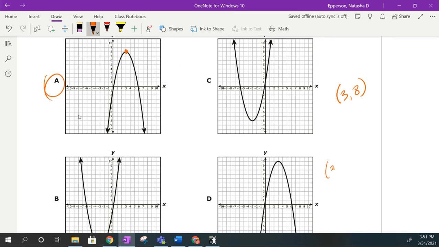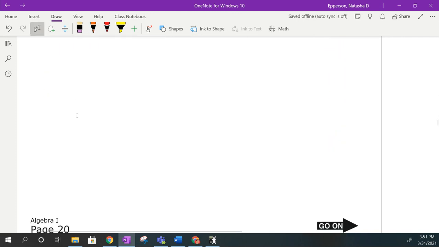D has a vertex at 3, 10. All right. And I'm going to go ahead and finish that one.